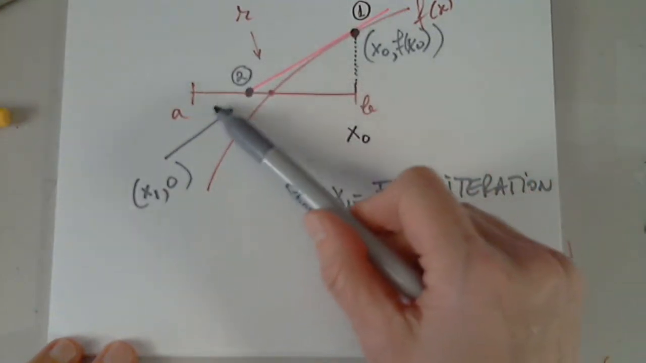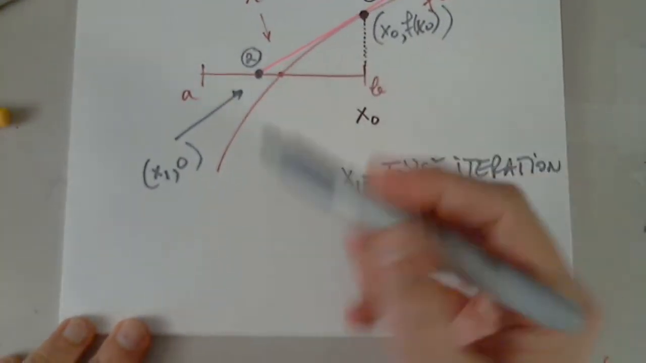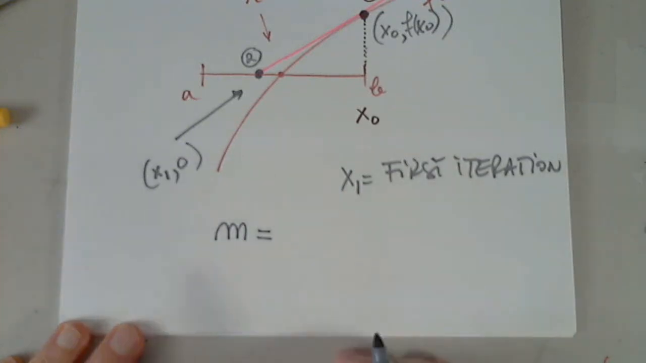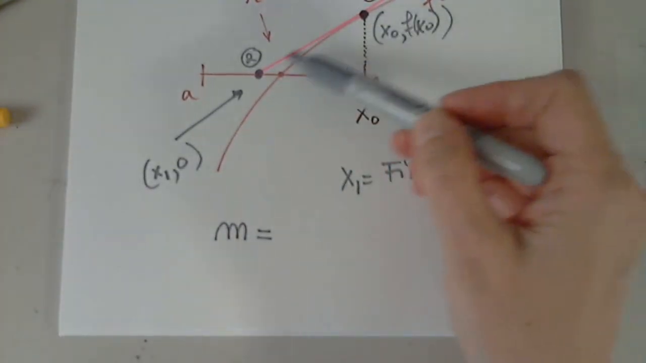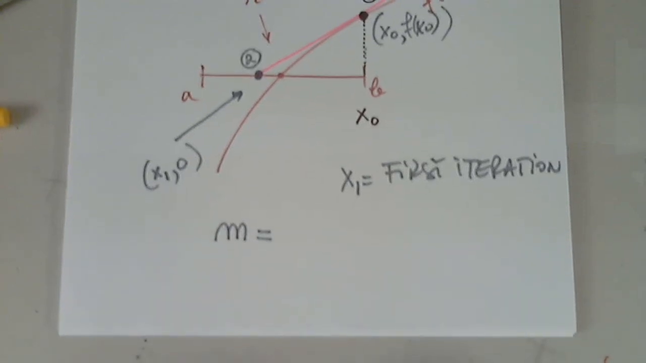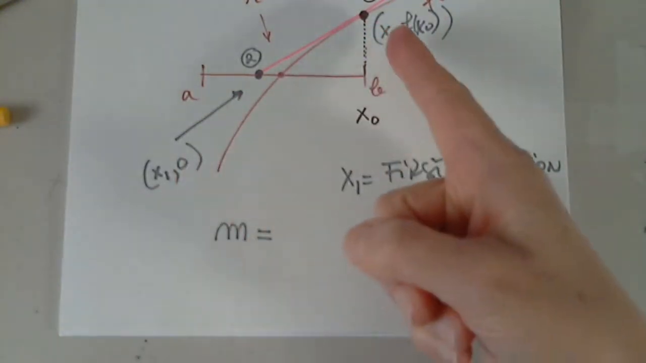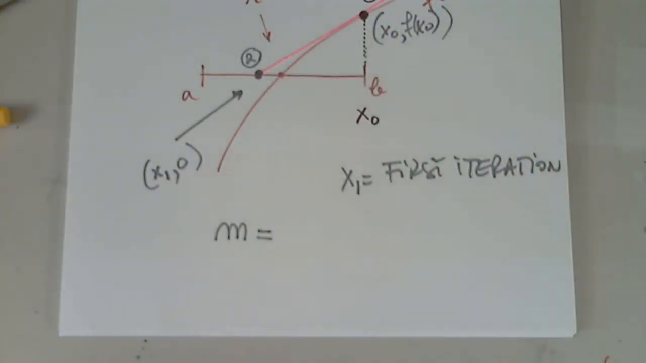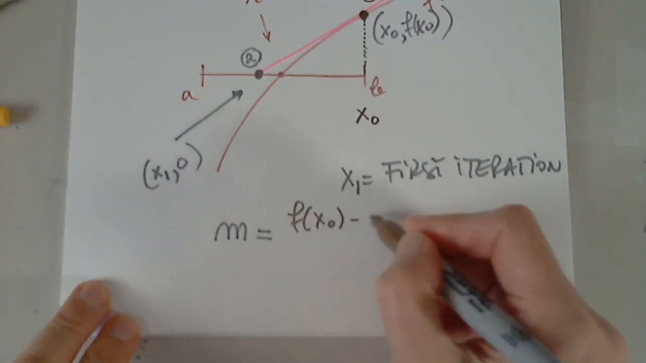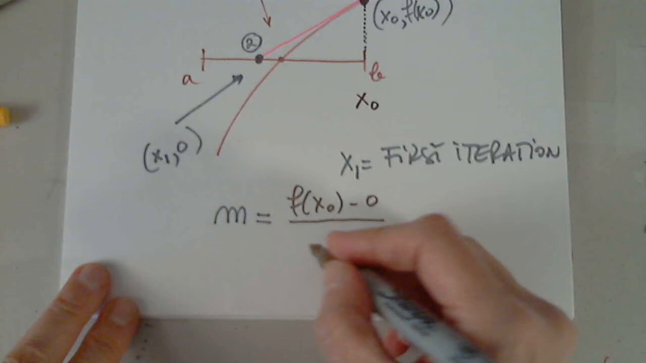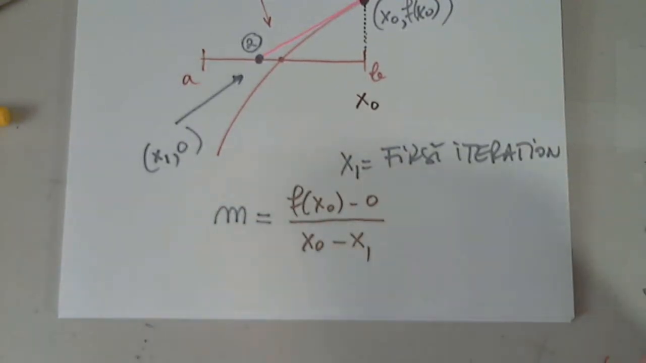Okay, so I have this line, and I can determine the slope of that line. I have the coordinates of both points. When I have 2 points, I can determine the slope of the line passing through them. Can anyone tell us how to write the slope of this line? y2 minus y1 over x2 minus x1. So f of x0 minus 0 over x sub 0 minus x sub 1.